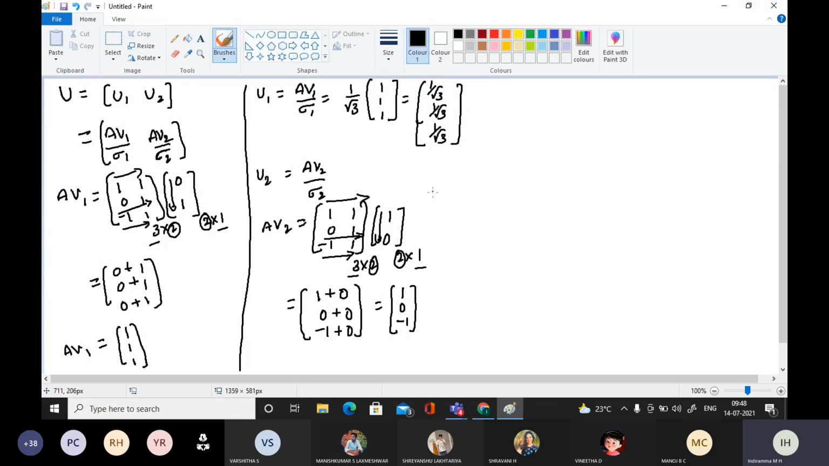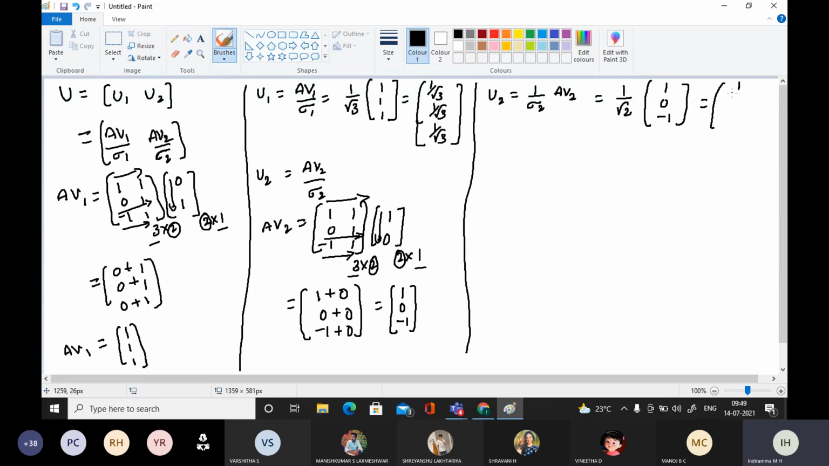Yes, ma'am. Okay, next we have to construct U2. U2 will be 1 by sigma 2 into AV2. What is sigma 2? Root 2. So AV2 we got as 1, 0, minus 1. Therefore U2 will be 1 by root 2, 0 by root 2 which is 0, minus 1 by root 2.